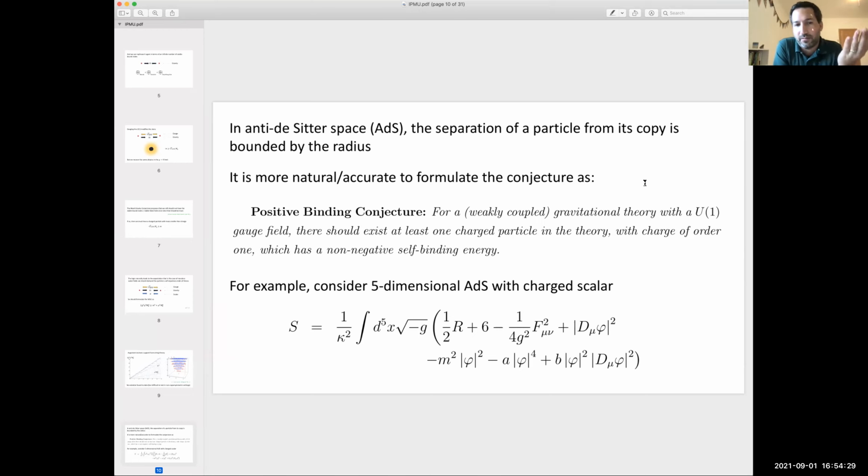So this is a formulation of the weak gravity conjecture that we propose. It should be true in flat space and in AdS space, but it's really important in AdS space. The so-called positive binding conjecture says that if you have a weakly coupled gravitational theory with a U(1) gauge field, there should exist at least one charged particle in the theory with a charge of order 1, which has a non-negative self-binding energy. That means that if you look at the two-particle state, it has more mass than twice the one-particle state.